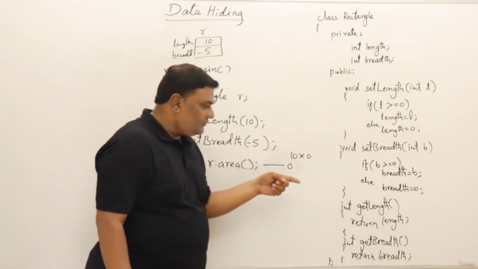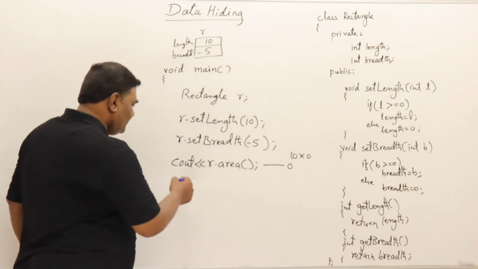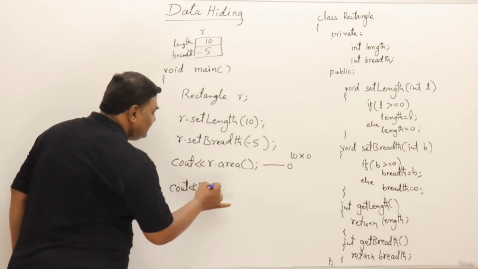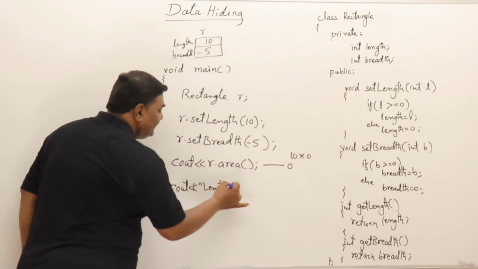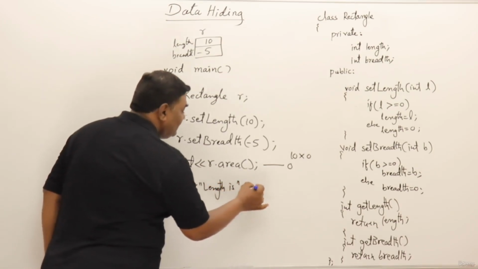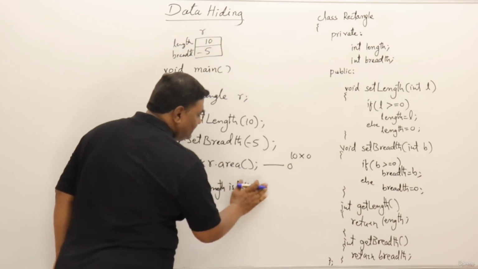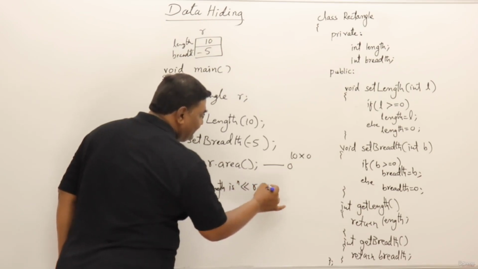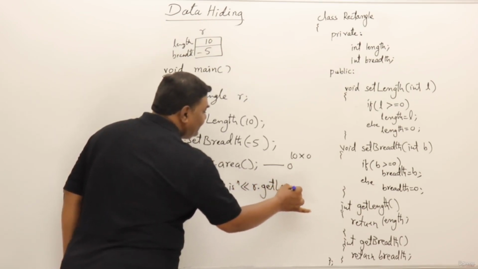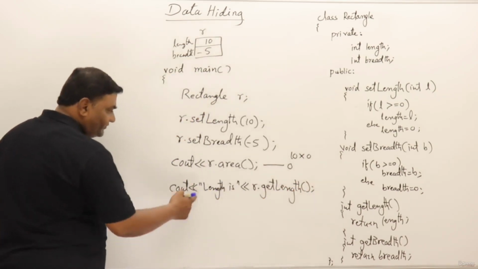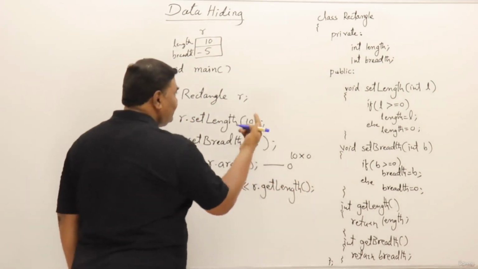Next, I just want to display the length of a rectangle. So I can say cout length is, r dot get length. It will give the value of length and it will print on the screen along with cout. So I'll get length is 10.